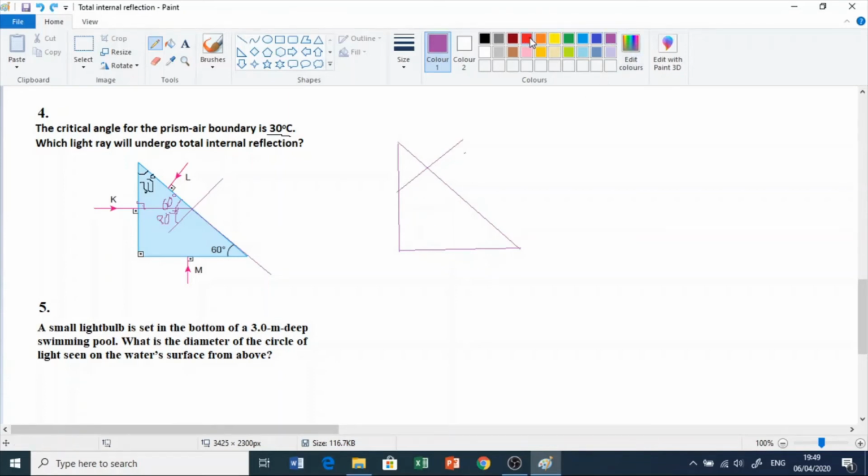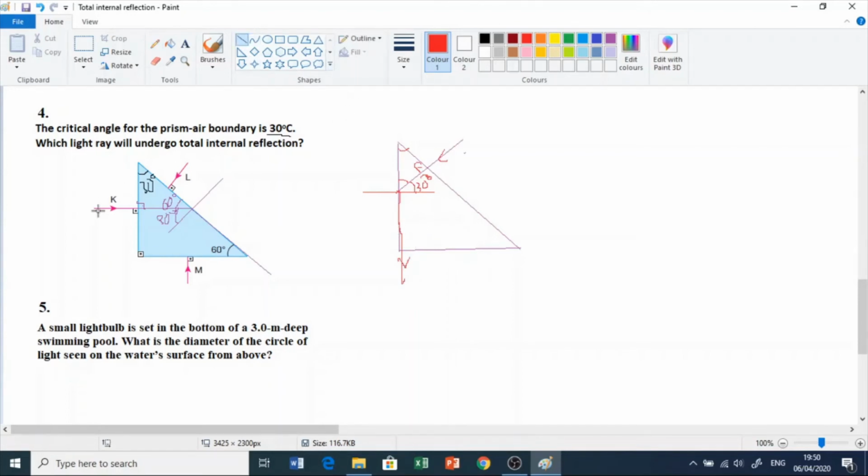Let's again draw the normal here. This is the normal, and we know that this angle is 30 degrees, this is 90 degrees, and this will be 60 degrees, and this is going to be equal to 30 degrees. As you see, the angle of incidence, which is the angle between the incident ray and the normal, is equal to 30 degrees. That's why this light ray will move along the boundary between the two surfaces. No total internal reflection occurs here also.